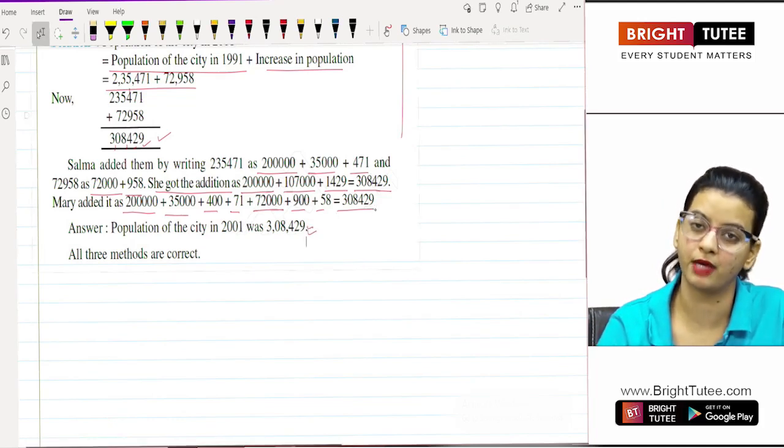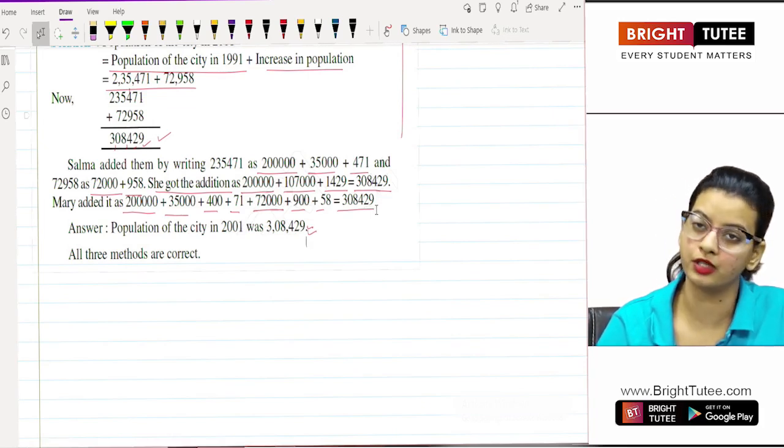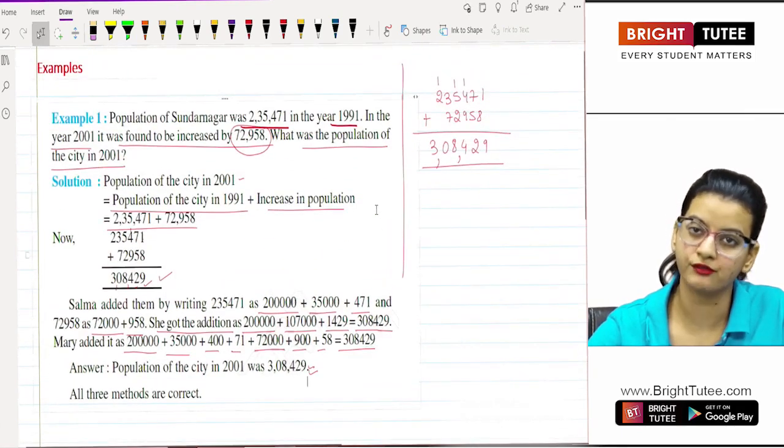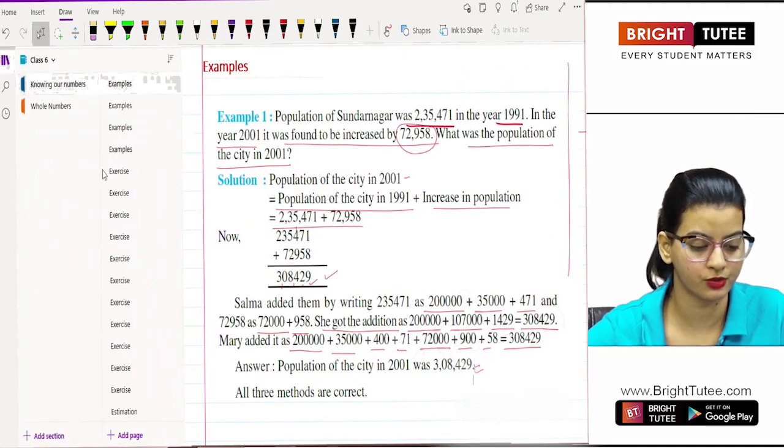We have different methods of doing the same calculation, that is addition, and all three methods, used by Salma, Mary, and the one we have used, are correct. Let's move on to the next question.